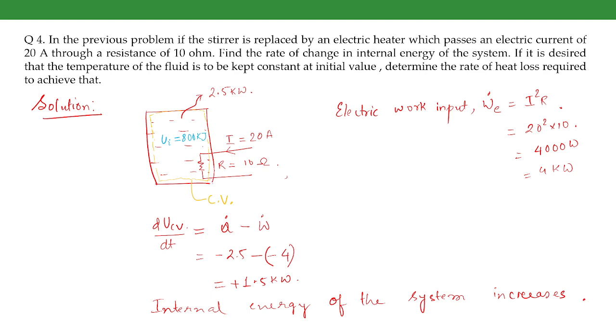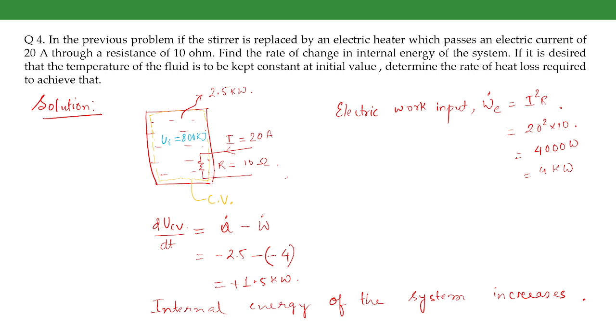So the relationship between the internal energy and the temperature is that the higher the internal energy of the system, the temperature of the system will in most cases be higher. Okay, so as the internal energy of the system is increasing, the temperature of the system will also increase.